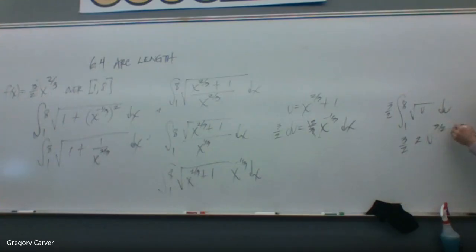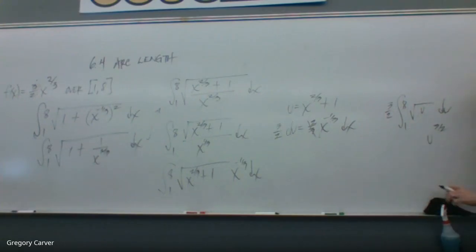So this would be 2/3 times that. I think it's just u, isn't it? Hang on, is that right? I think that's right. It's going to be 3/2, u to the 3/2 over 3/2, or 2/3 times 3/2, which is 1 here, right? So isn't this going to be x to the 2/3 plus 1, all that to the 3/2, going from 1 to 8.